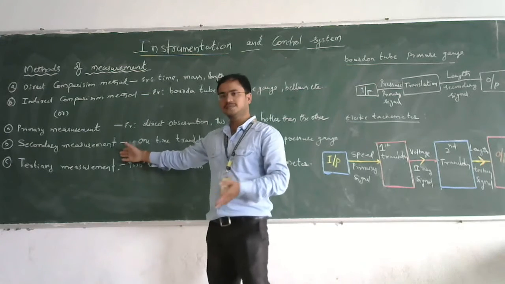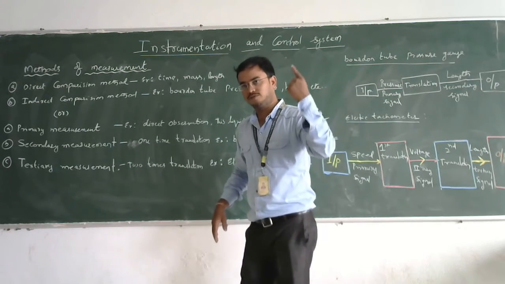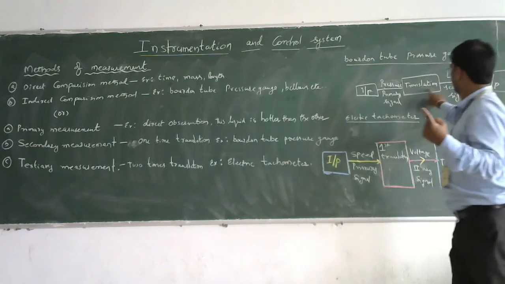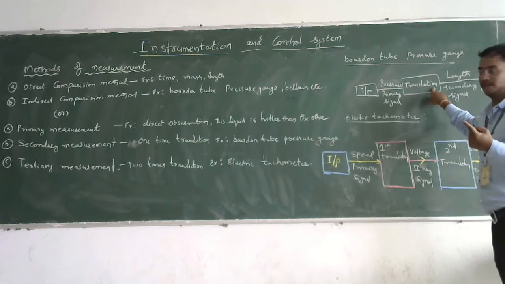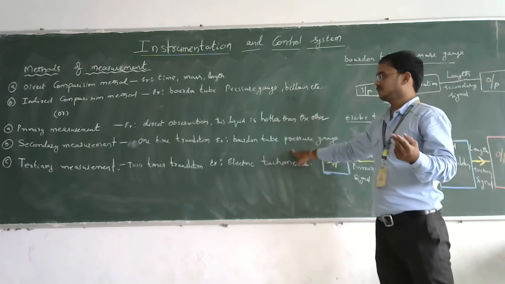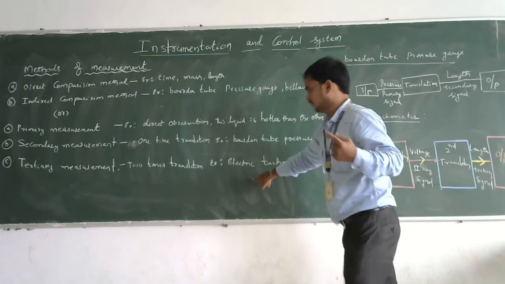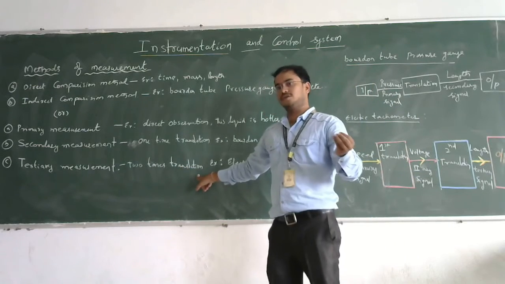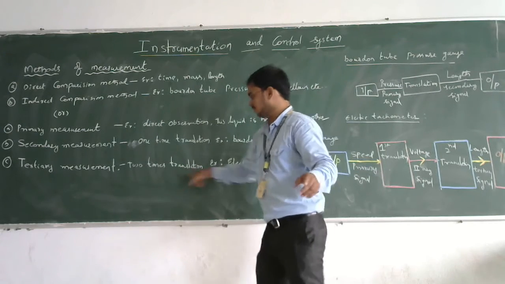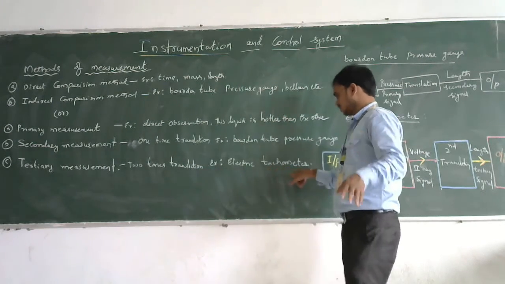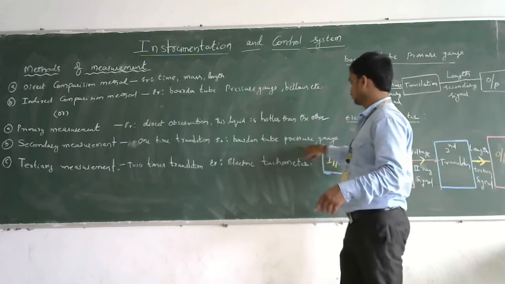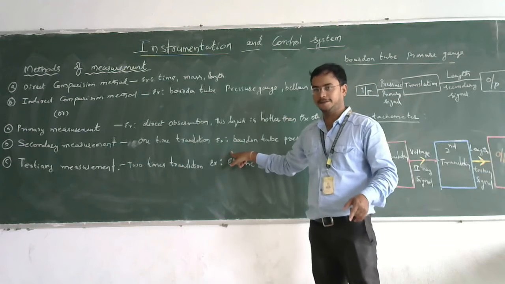In secondary measurement, the translation takes place a single time. The first translation comes under the secondary measurement type. And tertiary measurement is where the translation or transformation of the input signal takes place two times. For example, an electric tachometer is a tertiary measurement, and a Bourdon tube gauge is a secondary measurement.